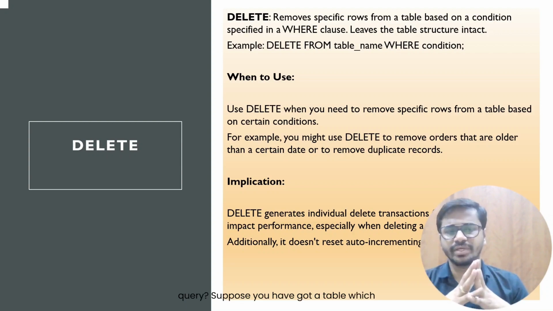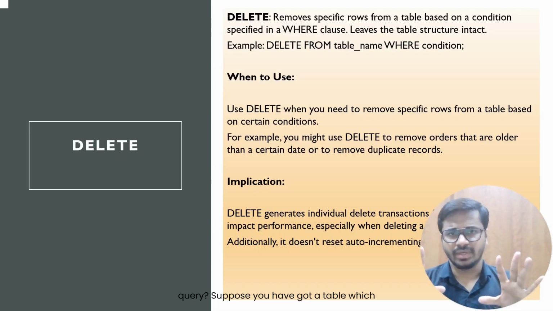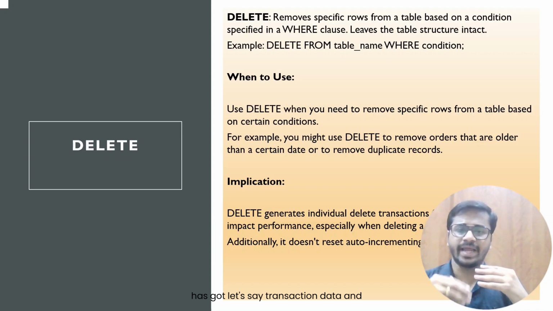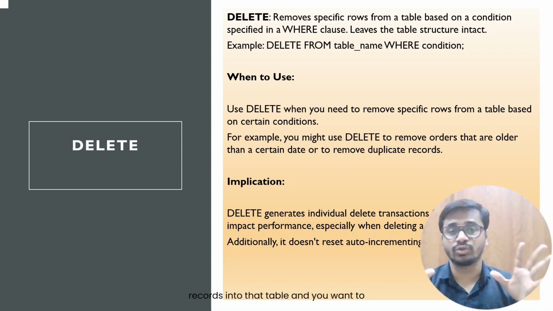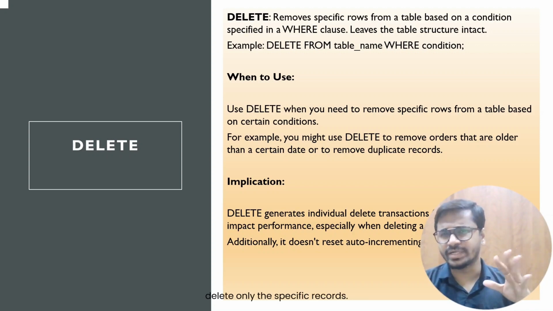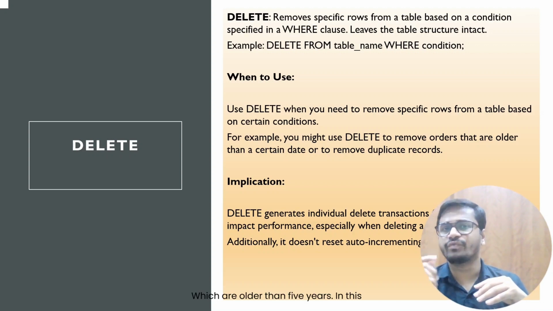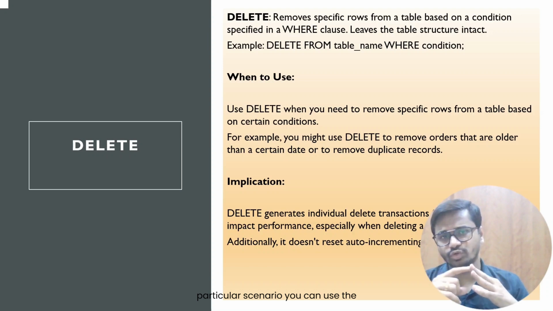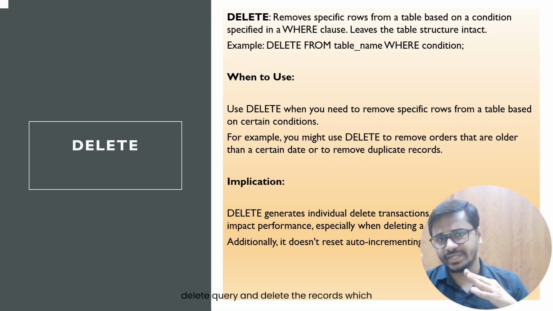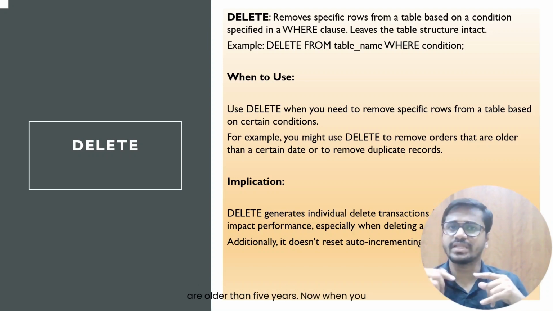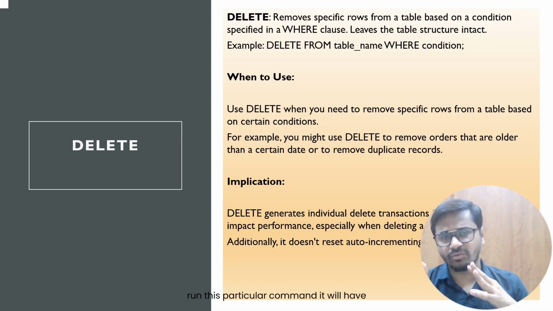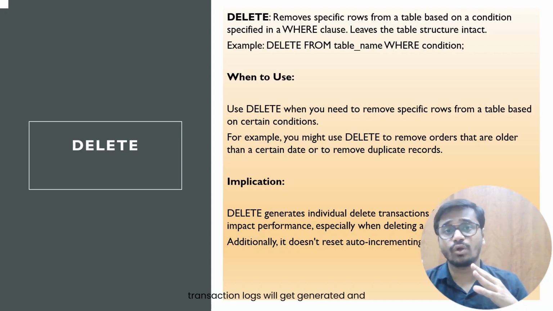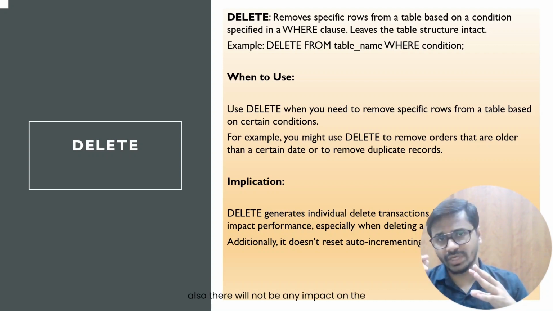When do we use the delete query? Suppose you have a table which has, let's say, transaction data, and let's say there are 50,000 records in that table, and you want to delete only the specific records which are older than 5 years. In this scenario, you can use the delete query and delete the records which are older than 5 years. Now, when you run this command, it will have a performance impact because transaction logs will get generated, and also there will not be any impact on the auto incrementation.